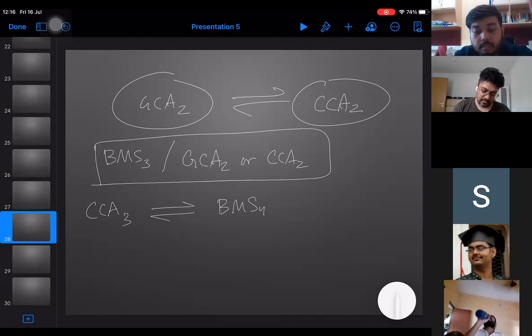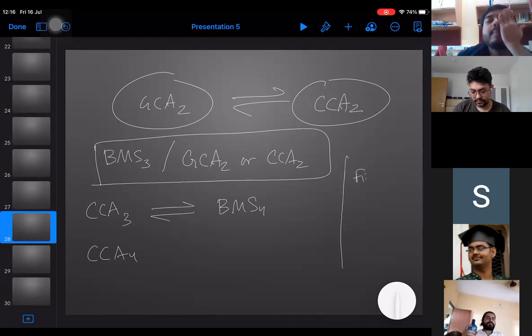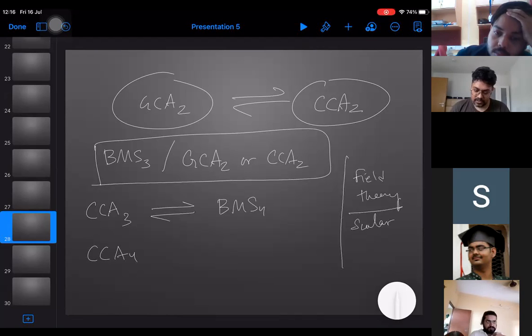Next, we looked at CCA 4, and in the most general case, we looked at the field theory, for example, the scalar field theory. And for CCA 4, we also looked at the field theory which we have called the Carrollian electrodynamics.